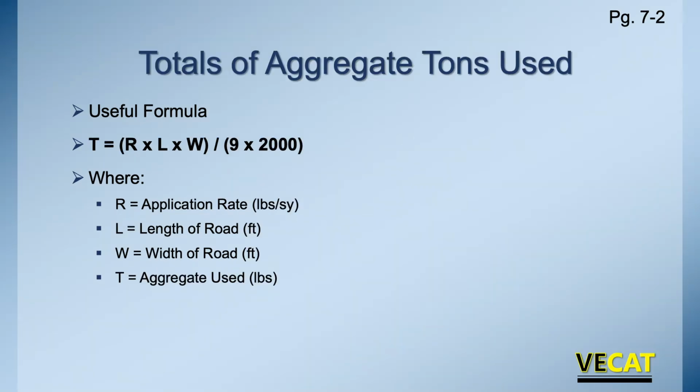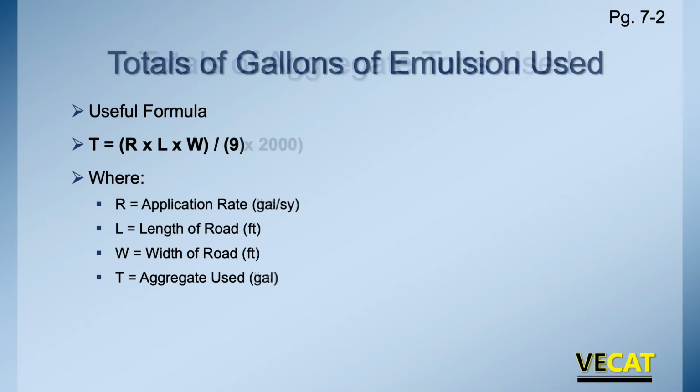Again, we look at that same type of basic equation, just rewrite it, and now we still have application rates, so how many pounds per square yard did we use? What's the length of the road? What's the width of the road? And we'll calculate the number of pounds of aggregate we actually use. So let's talk about this a little bit more in detail in a few slides.